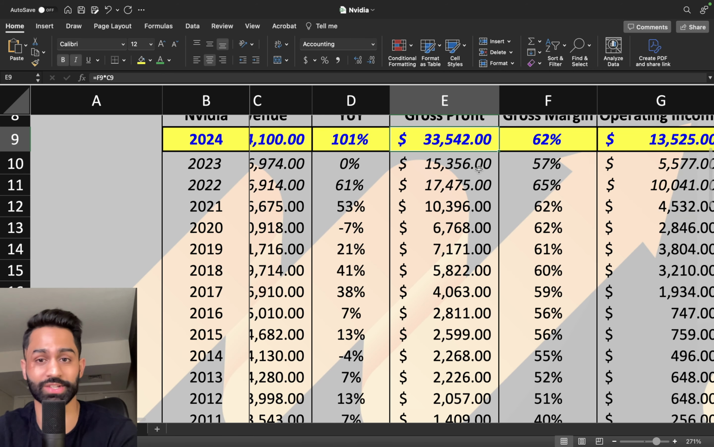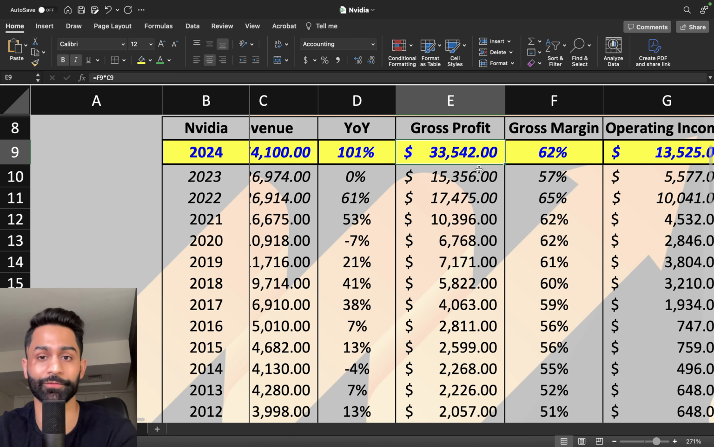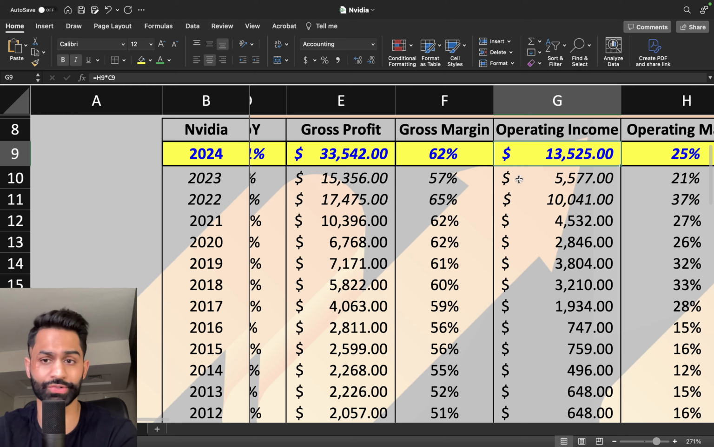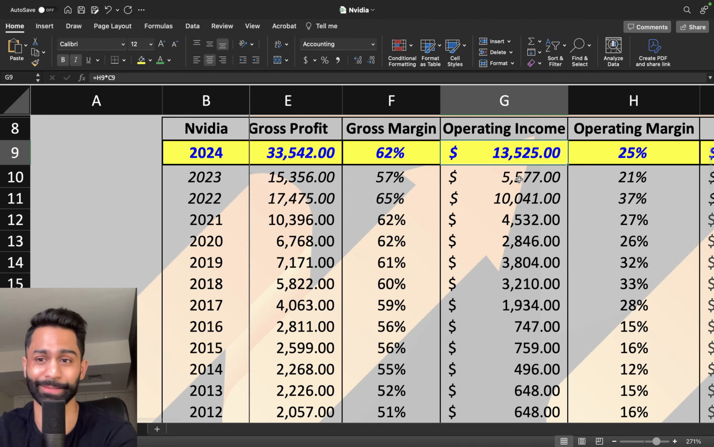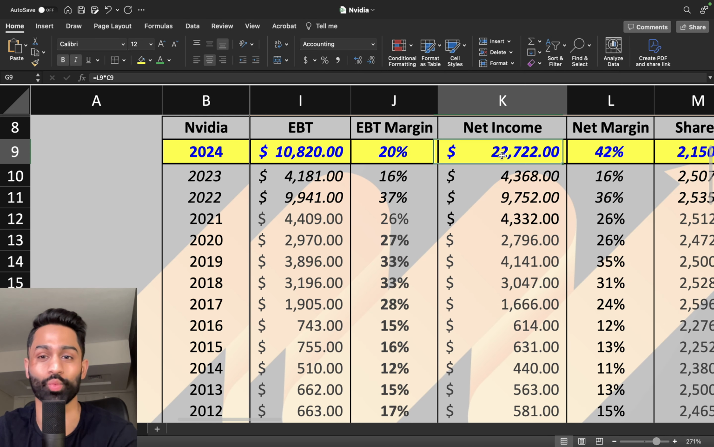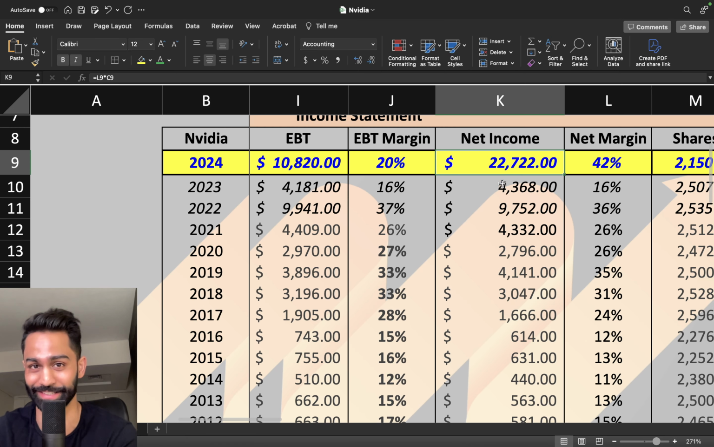Gross profit is up, with 62% margins here and the 33.5 billion, again more than doubled from 15.3 billion at the same time last year. Operating income also 13.5 billion, more than doubled, almost tripled, with a 25% operating margin, and we've got net income at $22.7 billion expected. And the earnings per share expected for Nvidia for this year are going to be a little bit over $10 per share.